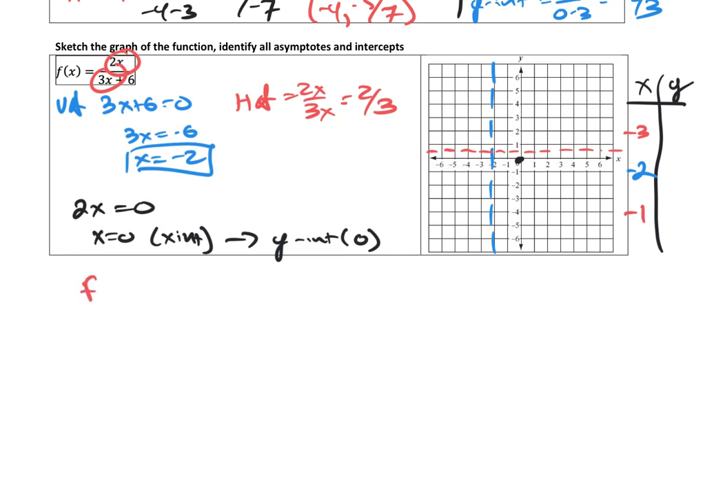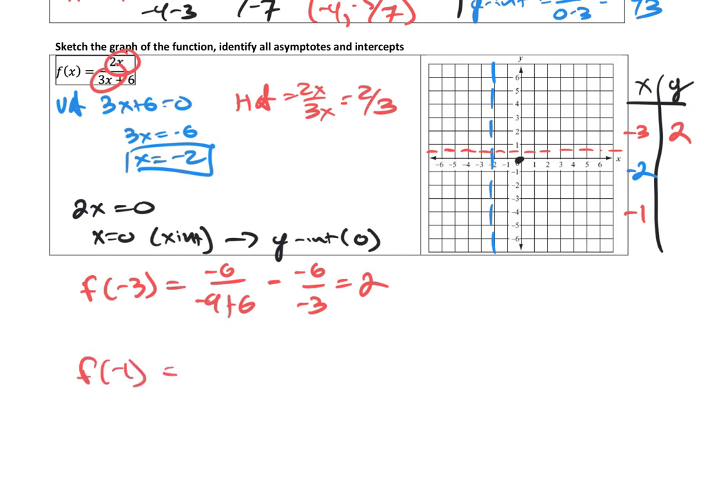So I'm going to find f of negative 3. If I plug in a negative 3, then I'm going to get negative 6 over negative 9 plus 6, which is negative 6 over a negative 3, which simplifies to be a positive 2. So we're going to put a 2 there. And if I plug in a negative 1, then I'm going to get a negative 2 over negative 3 plus 6, which is going to be negative 2 over positive 3, which is just negative 2 over 3.